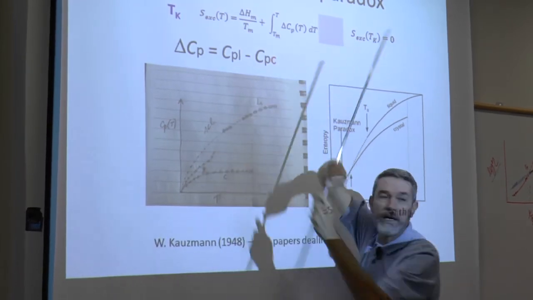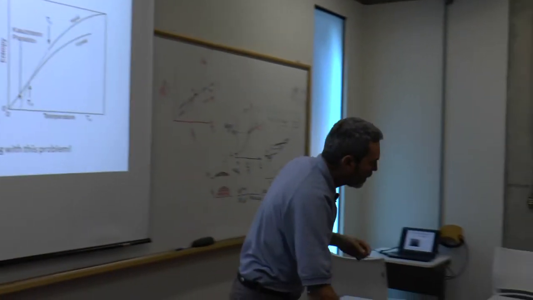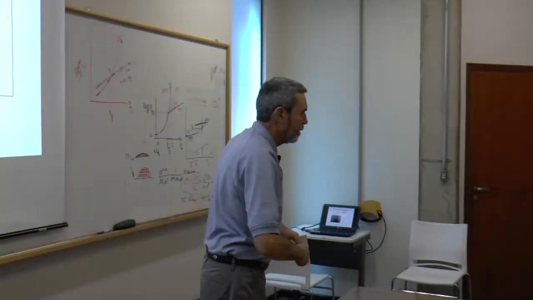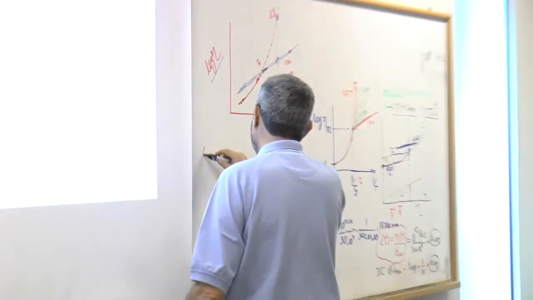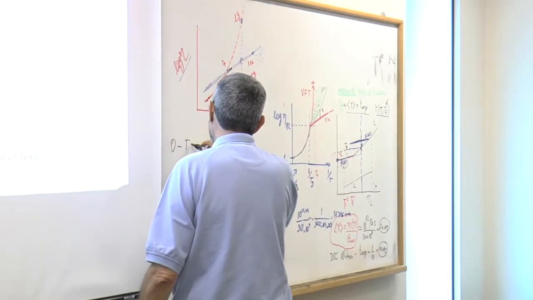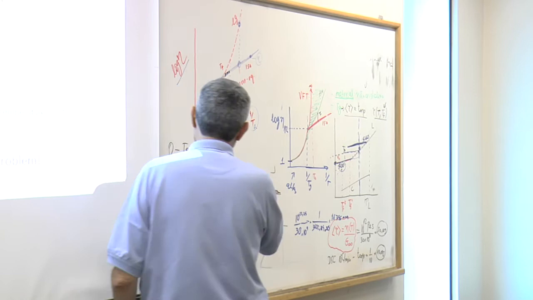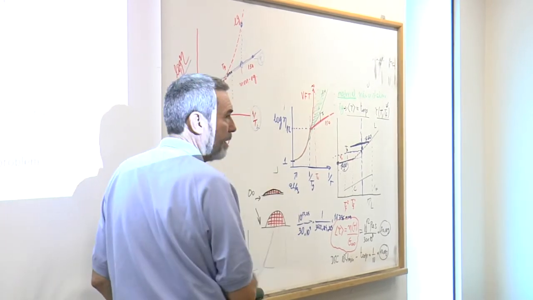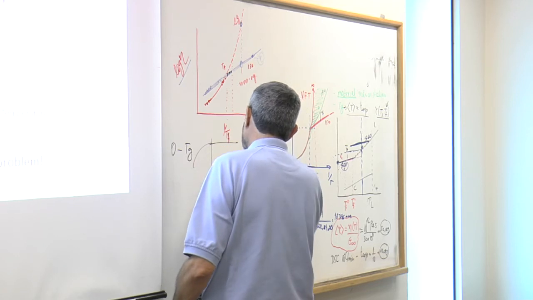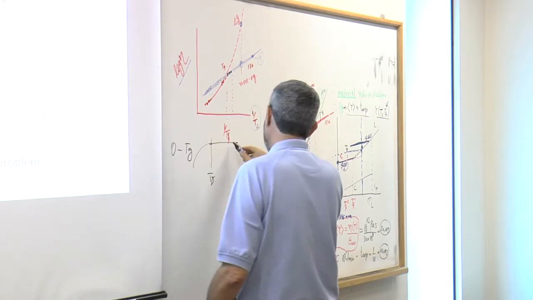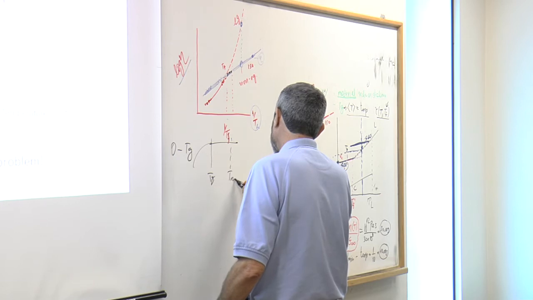So you have two parts. You do not need to have one equation. You can divide your equation in two parts. One part from 0 to Tg, which will be some polynomial like this, and then another part from Tg to the melting point.